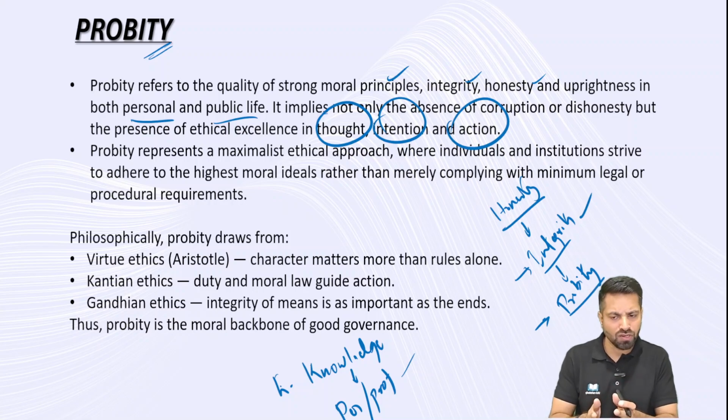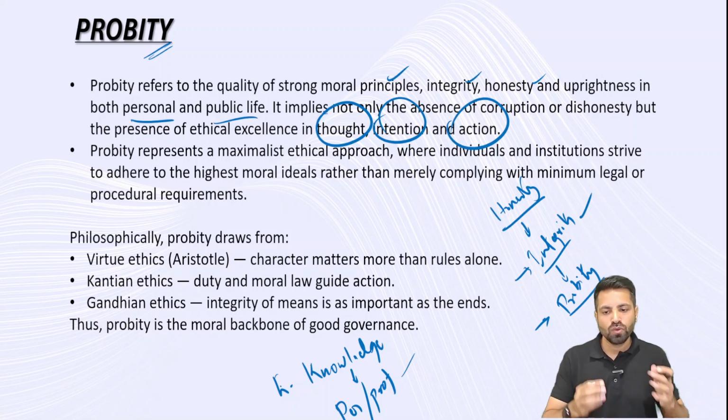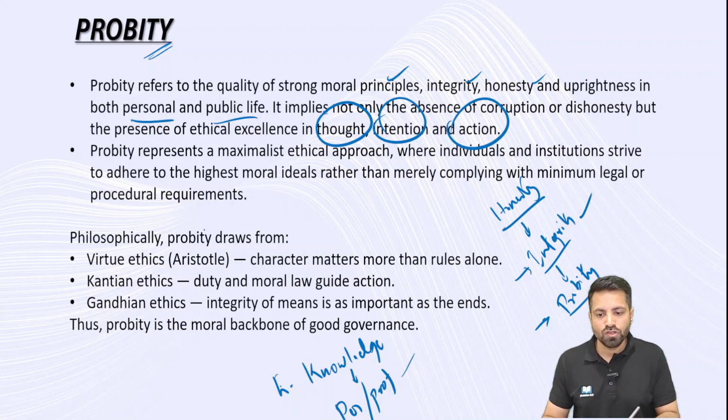Especially we have to talk about it from a governance perspective. Me being a civil servant, me being a public servant, I should make sure that even people around me also follow it, and that in my conduct in my office, I follow these foundational principles. So that is probity. It represents a maximalist ethical approach, where individuals and institutions strive to adhere to the highest moral ideals rather than merely complying with the minimum legal procedure required.